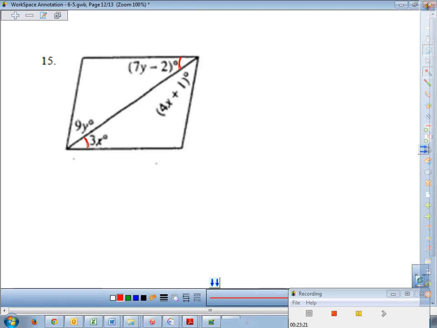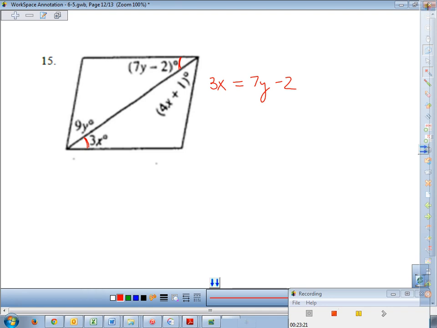Aren't those alternate interior angles? And we're trying to prove this is a parallelogram. So if these sides were parallel, shouldn't those be the same? Right? So let's do that. Let's say 3x should equal 7y minus 2.